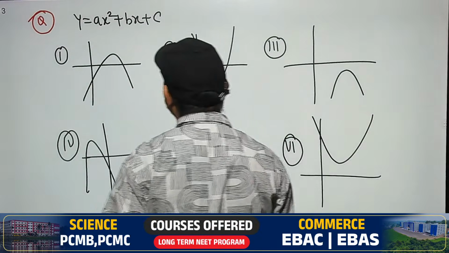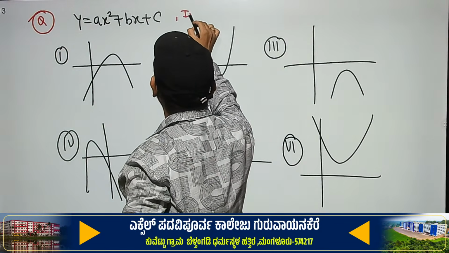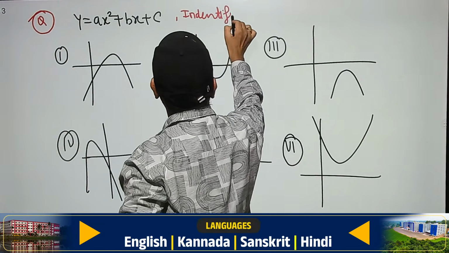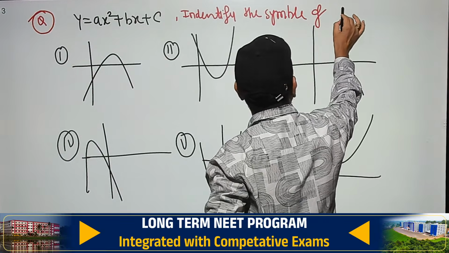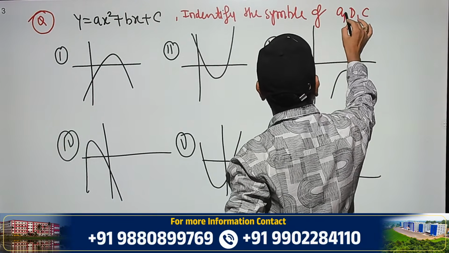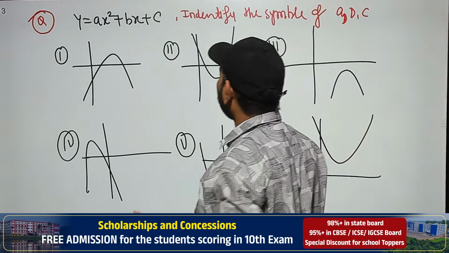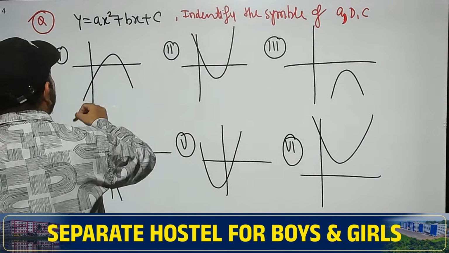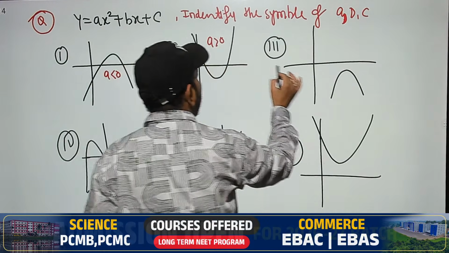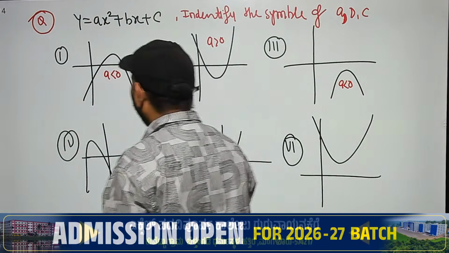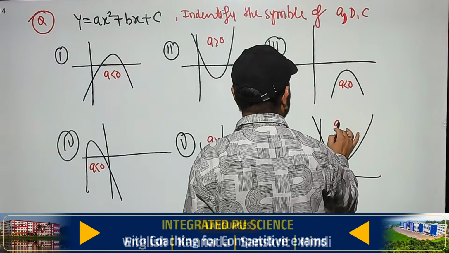So actually, you need to identify the sign of a, D, c. Later I will discuss b also, but in this current scenario, just discuss these signs. First of all, a downward parabola means a is negative. An upward parabola means a is positive.